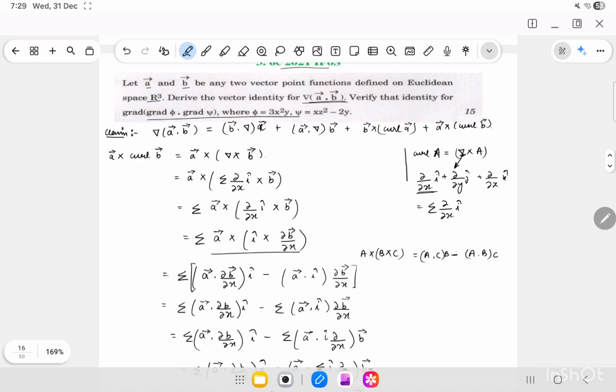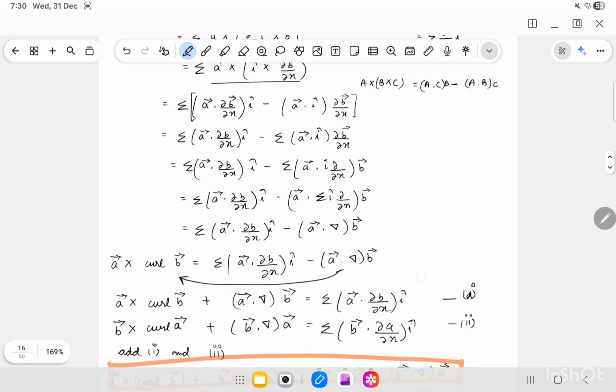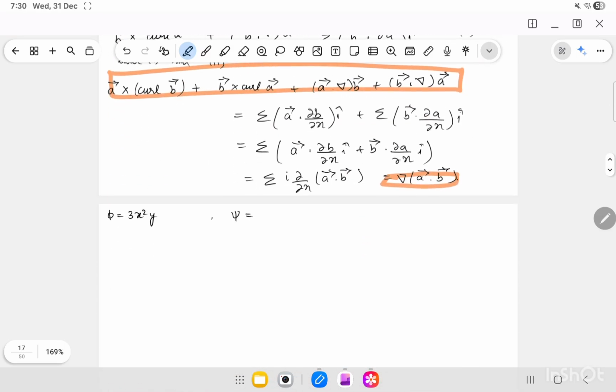Usually it's better to look up these kinds of relations earlier, because it's really difficult to follow through in an examination if you don't know them beforehand. So let's verify this relation for the given phi and psi. Phi is given to us as 3x square y, and psi is given to us as xz square minus 2y. So we are supposed to evaluate gradient of grad phi dot grad psi.